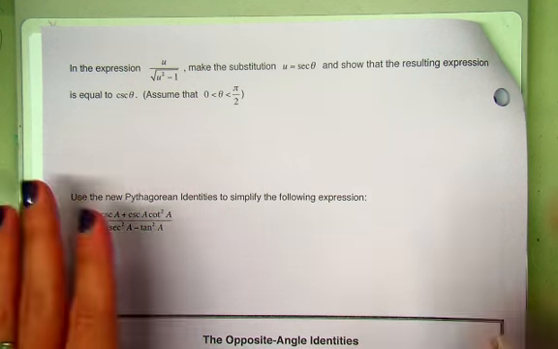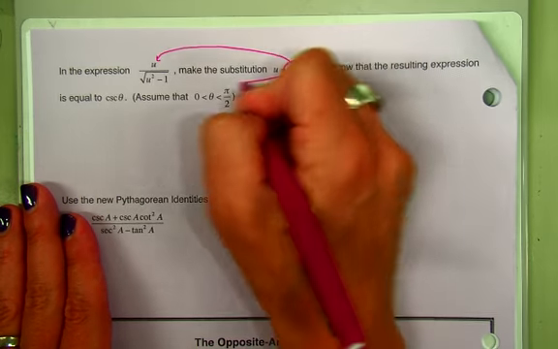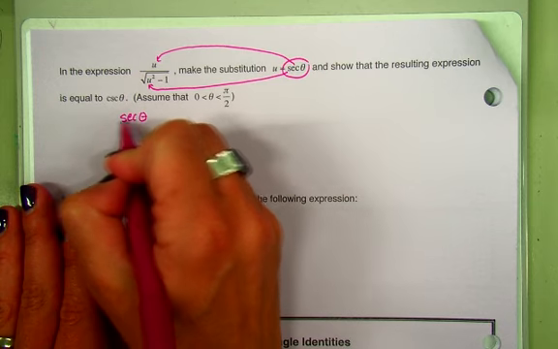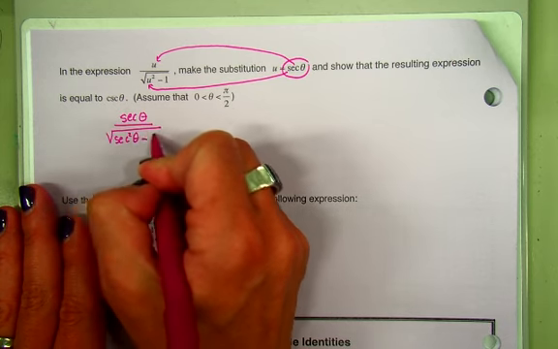So we can do this. Let's take secant and plug it in for those two u's. So I'll have secant theta over the square root of secant squared theta minus 1.